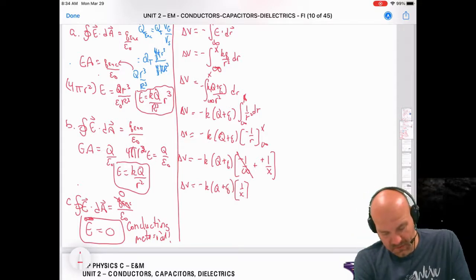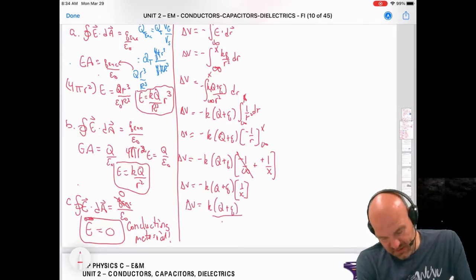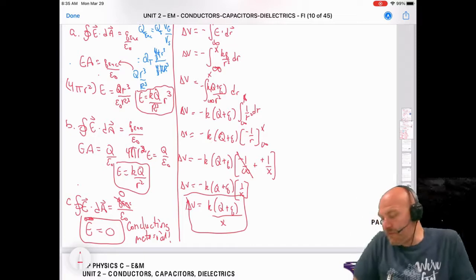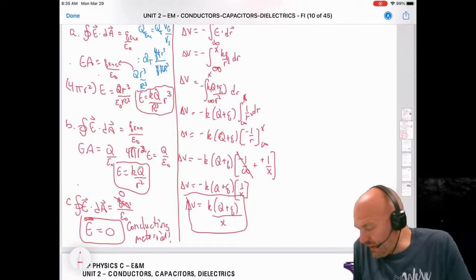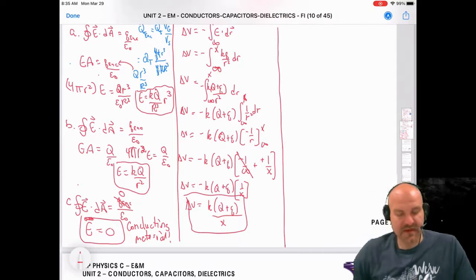Okay, and so our potential difference will be kq plus little q over x. All right. And the reason why we get rid of the negative sign is because we will factor it in there somewhere. Okay.